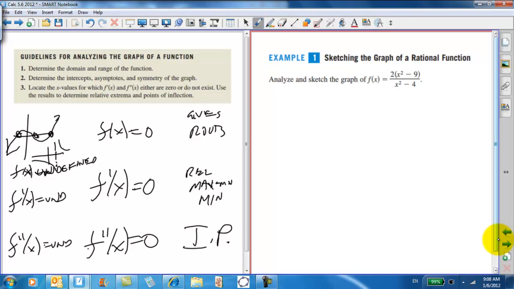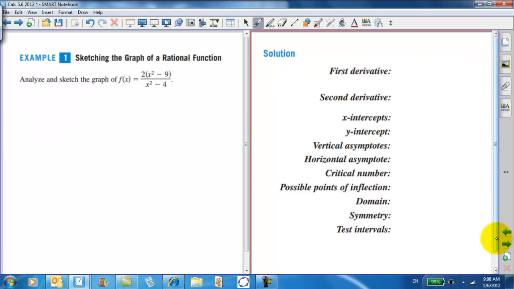So let's sketch the graph of this rational function. Analyze and sketch the graph of f of x equals 2 times (x squared minus 9) over (x squared minus 4). So one of the main tools here, here's a list of everything we're supposed to check out. The first and second derivative, x and y intercepts, vertical asymptotes, horizontal asymptotes, critical numbers, possible points of inflection, domain, symmetry, and test intervals. Let's do this first one by hand, and then we'll look at how you can do it on the calculator as well.